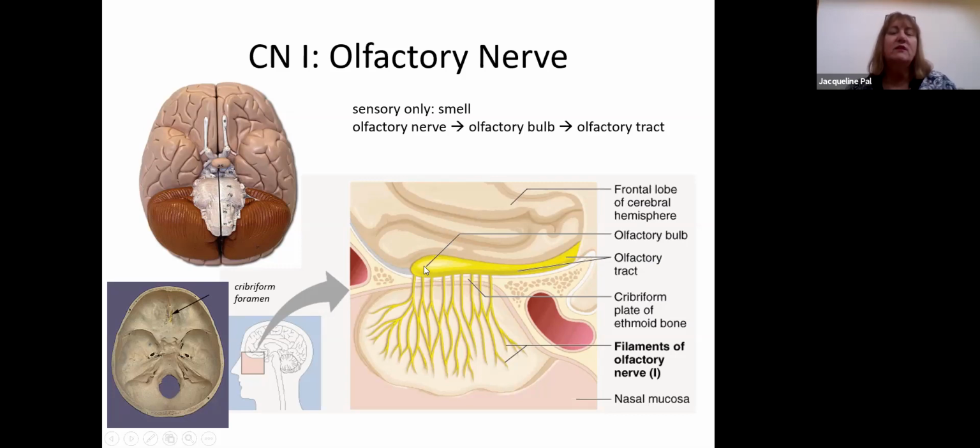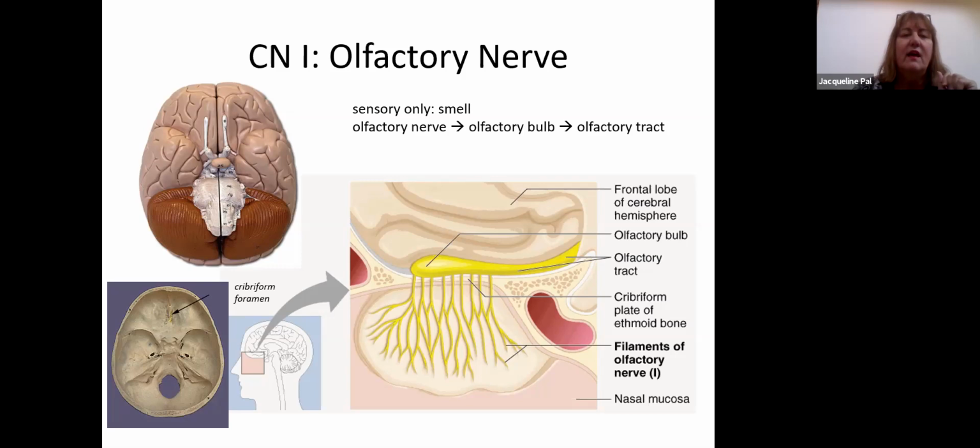And the olfactory nerve actually travels from the upper nasal cavity, because it's sensory, through little holes, the cribriform foramina in the ethmoid bone, into the olfactory bulb. So the nerve is actually not seen on the undersurface of the skull.